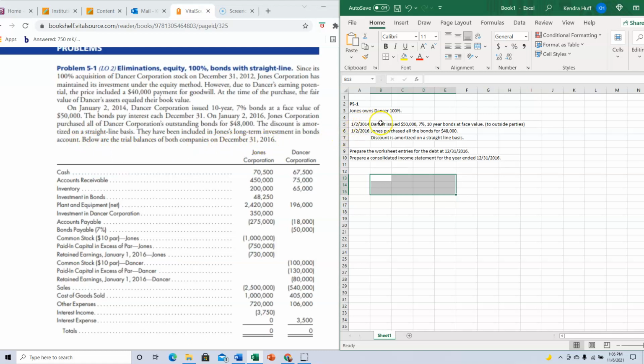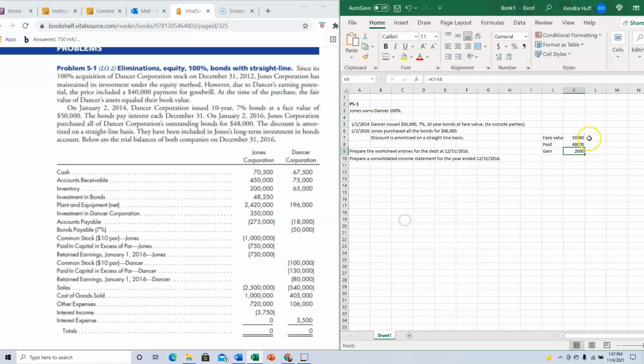So, Dancer originally issued the bonds to outside parties on January 1st of 2014. Then, after 2 years had gone by, Jones purchased all the bonds for $48,000. They have a face value of $50,000, and they only paid $48,000. So they have a gain. This is a gain, and it's going to be treated as a gain on retirement in 2016.